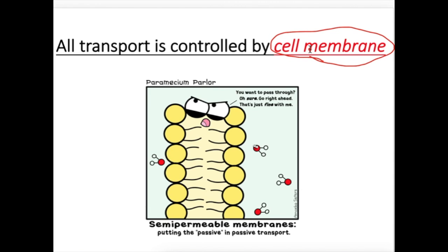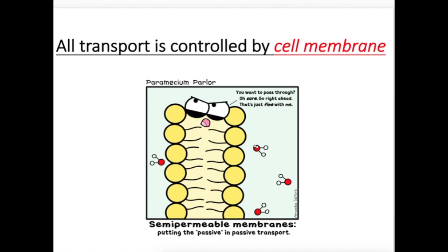The cell membrane is this phospholipid bilayer. It's got these fats and these phosphates attached to it, and it's a bilayer because it's got two parts. Now, when I say it is semi-permeable, all that means is it is super selective in what it lets through. So it's going to sometimes let some things through, sometimes not so much. When we transport things, we're going to transport them in one of two ways, either with energy or without.